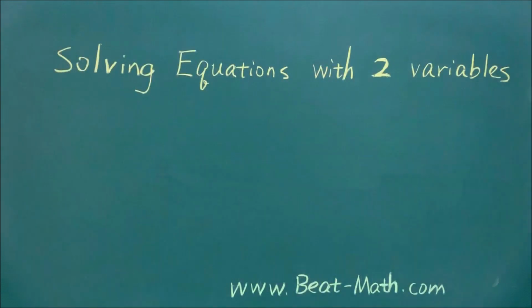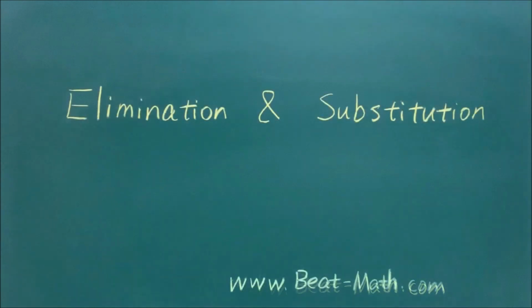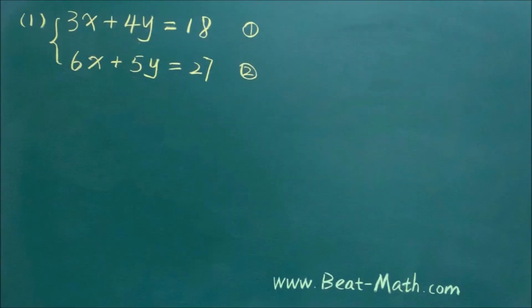We learned how to solve equations with two variables by elimination and substitution. We will compare these two methods through two examples. In this system of equations, equation 1 is 3x plus 4y equals 18. Equation 2 is 6x plus 5y equals 27. First, we solve them by the elimination method.